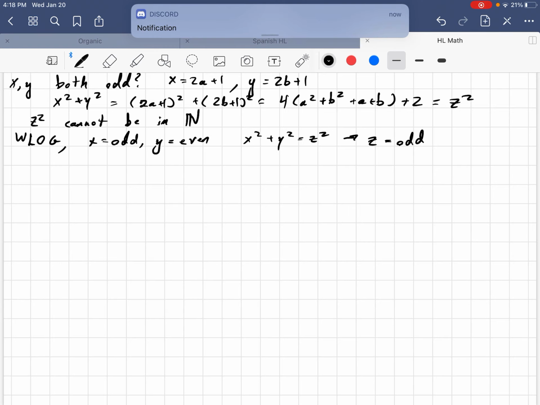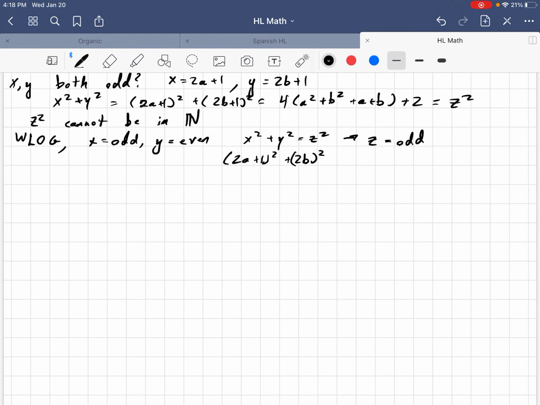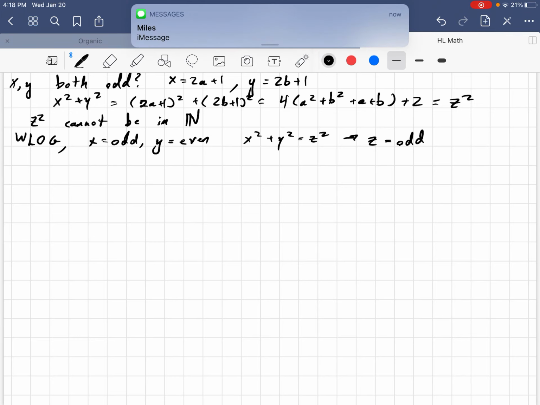And you can go through the algebra there too. If you want to do (2A plus 1) squared plus (2B) squared and set that equal to Z squared, and do it that way too, you can. I just kind of skipped a couple steps there because I think it's not all that difficult to show.